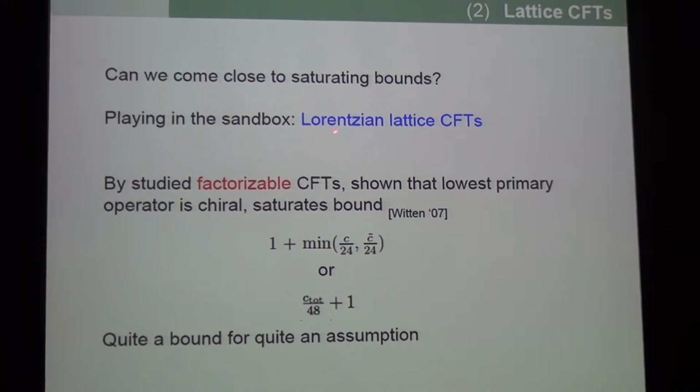All right, now it was previously shown by a guy named Witten, by studying holomorphically factorizable CFTs, he found a bound on the lowest primary operator that goes as 1 plus the minimum of C over 24, or C bar over 24. Or if you prefer, you could write it as C total over 48 plus 1. That's a darn good bound. It's quite a bound, but then again, it's quite an assumption.